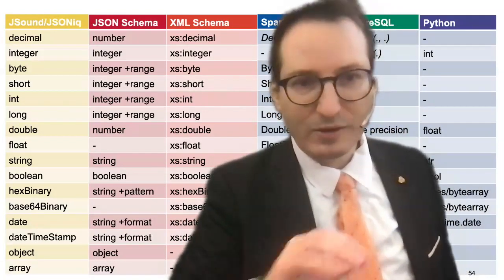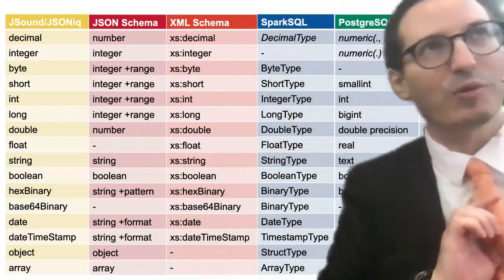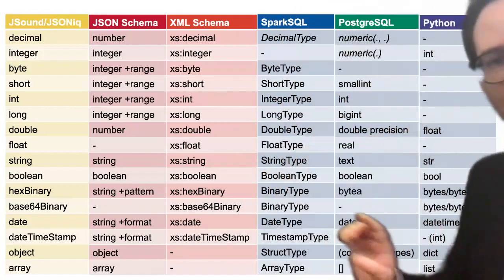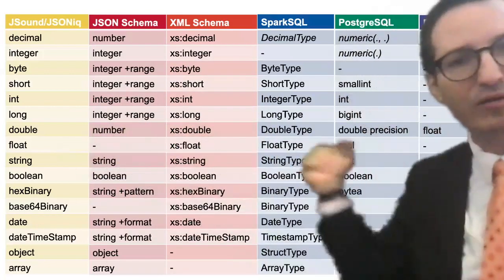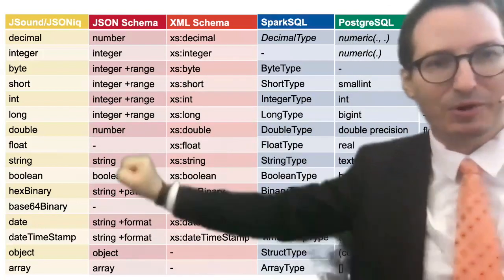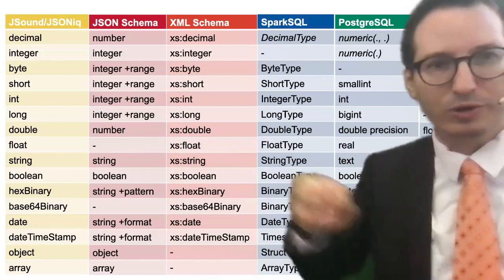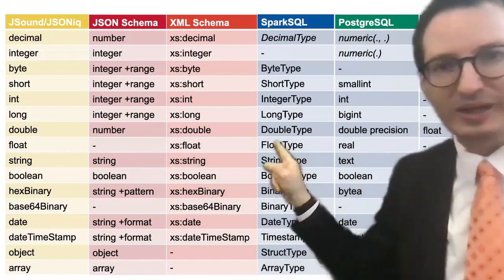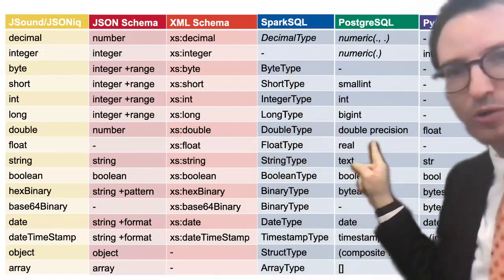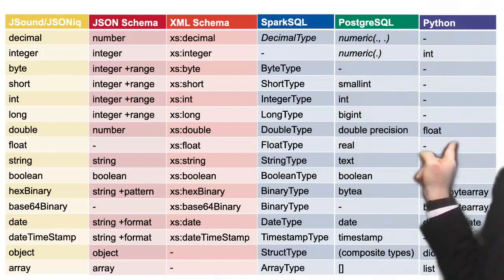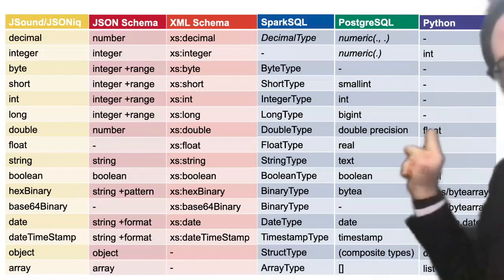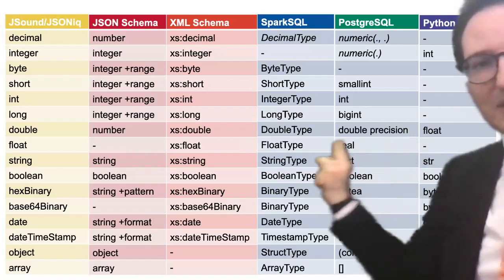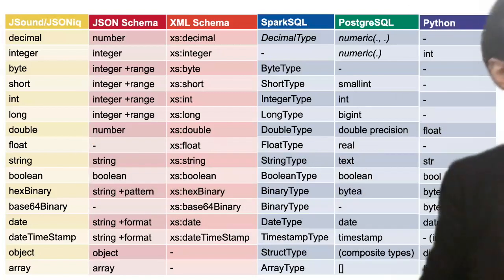But here, you basically notice several things. The first thing you notice is that it's almost full. It means that there is kind of a correspondence between the two. For example, a double in JSONiq is called a number in JSON Schema, a double in XML, double type in Spark SQL, it's called double precision in SQL, it's called float, right? You need to be careful sometimes. This is called a float in Python, even though it's a double. But basically, very often you have a correspondence.